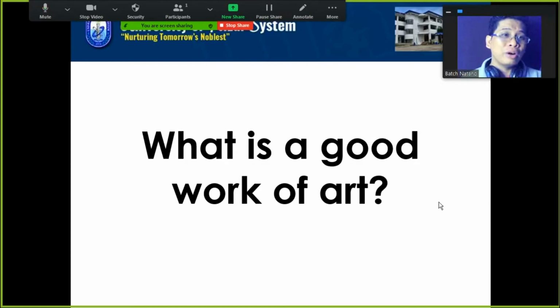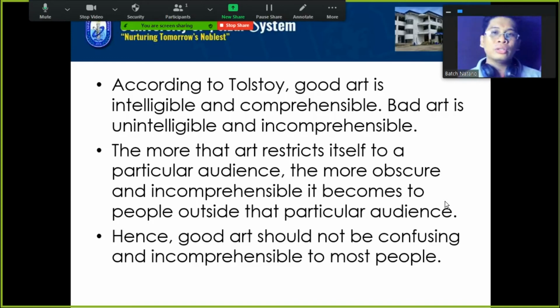Now, what is a good work of art? Kung yun yung art for Tolstoy, what is a good work of art? According to Tolstoy, good art is intelligible and comprehensible. Bad art is unintelligible and incomprehensible. 'Di ba? Kaya ko lang binaliktad for the purpose of emphasis. So, intelligible, ibig sabihin may sense. Merong moral values. Merong magandang mensahe. Comprehensible, nauunawaan, nagigets natin. Okay? Nakakapag-connect sa atin.